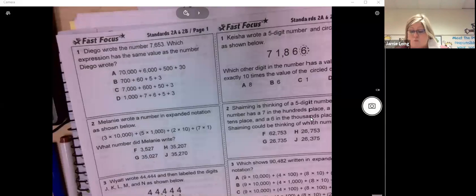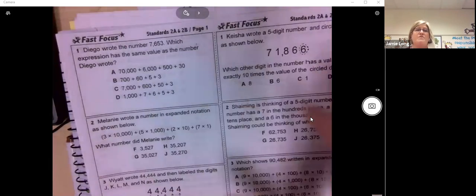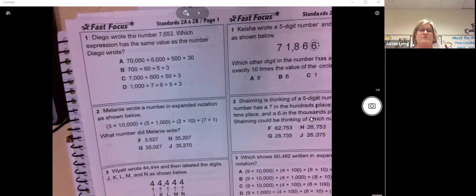Hey, everybody. We did this in class today, and I think that several people were a little bit confused because we hadn't seen it in a problem format. So I'm going to go over these so that mom and dad will know what we did in class today.